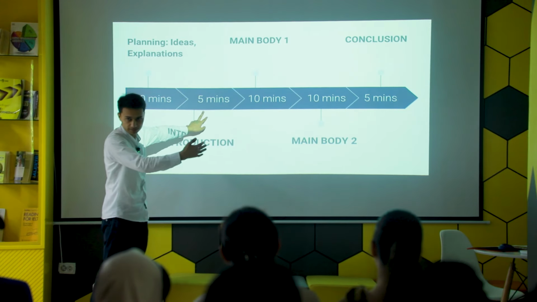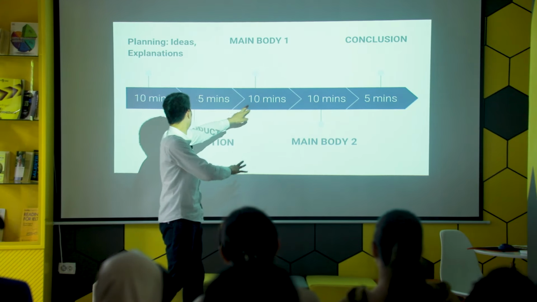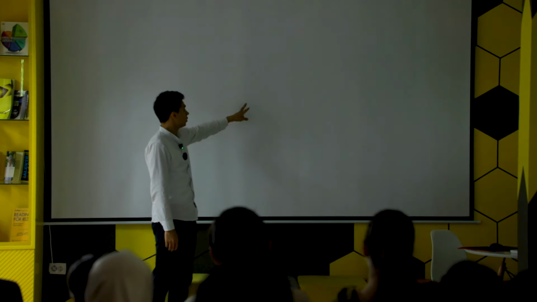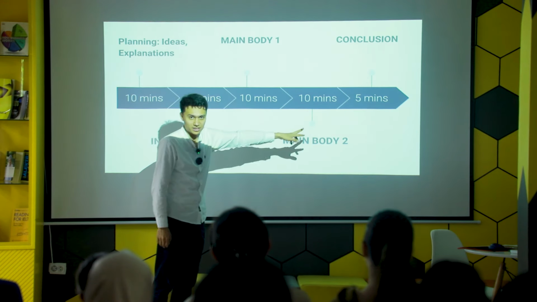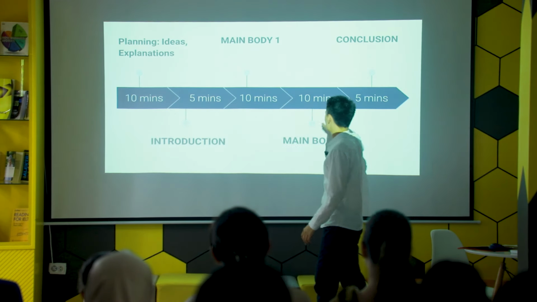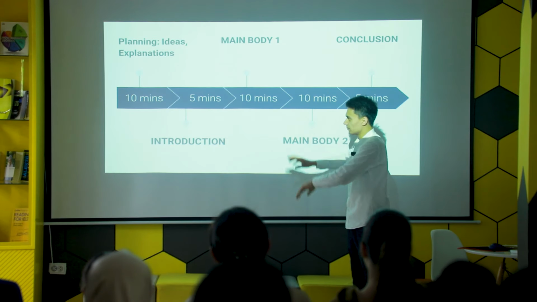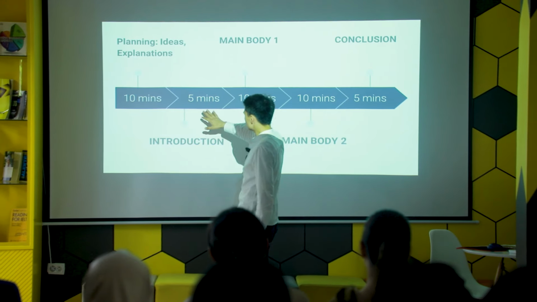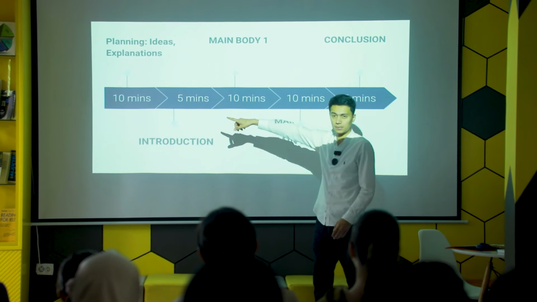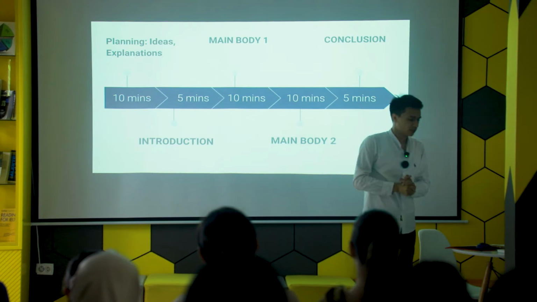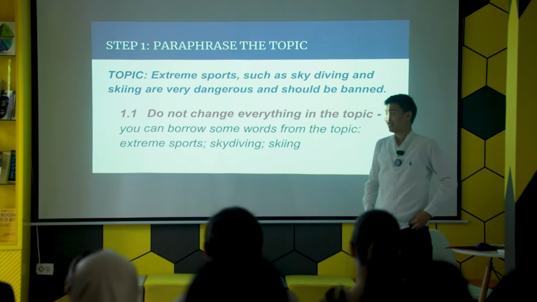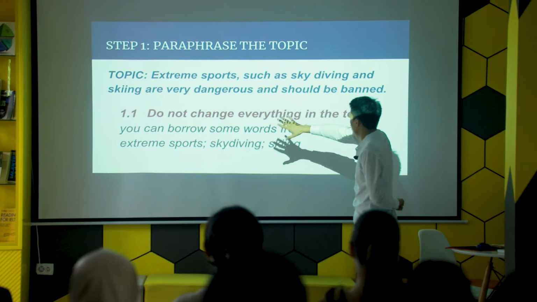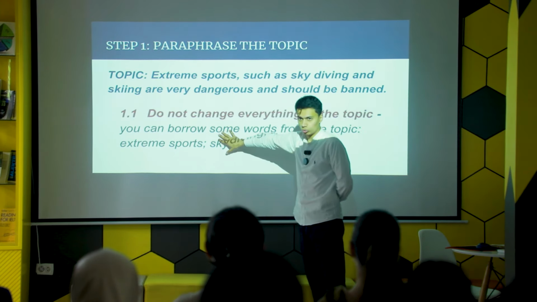Okay, don't go over. Okay, 10 minutes, now you're already here. You already planned what to do for your main body paragraphs. That's why you will only need 10 minutes, and another 10 minutes for your main body paragraphs. And then we've got the final 5 minutes for the conclusion. So this may change from one person to another, but my advice is 5, 10, 10, 5, with the first 10 minutes for the planning period. Okay? So let's talk about paraphrasing. Look at this. So we remember the topic, right? Extreme sports such as skydiving and skiing are very dangerous, should be banned. My first rule is this.